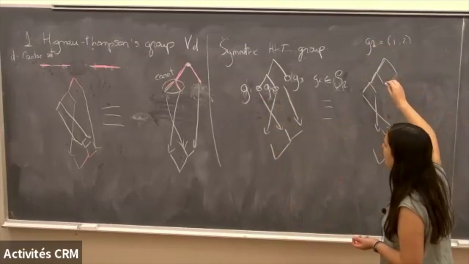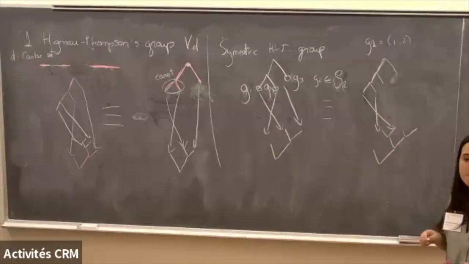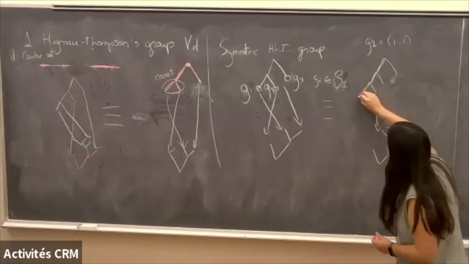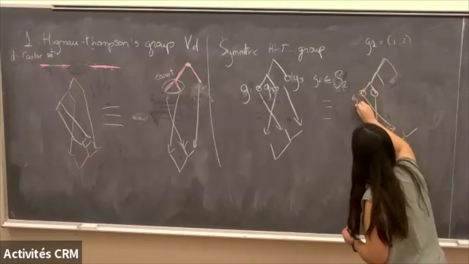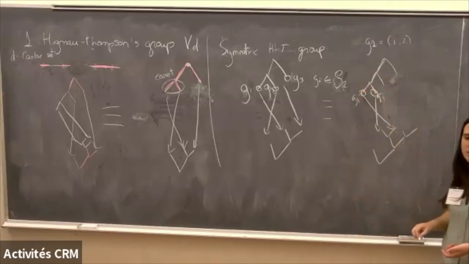Sorry, what are the new labels? They are the same. Exactly, very good question. The labels repeat the same, so this is g1 and g1. So this is the symmetric Thompson group.